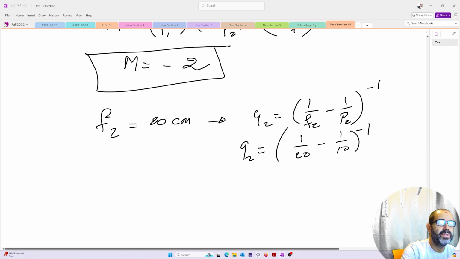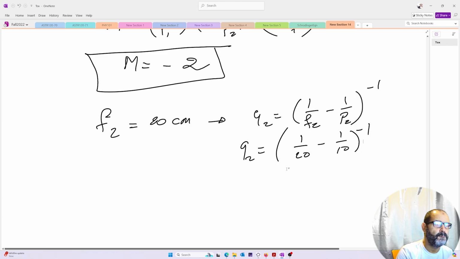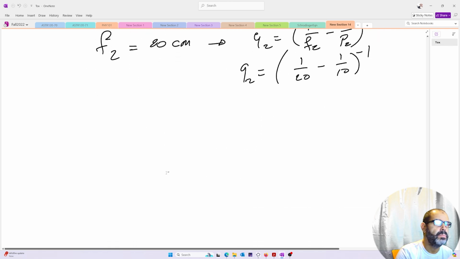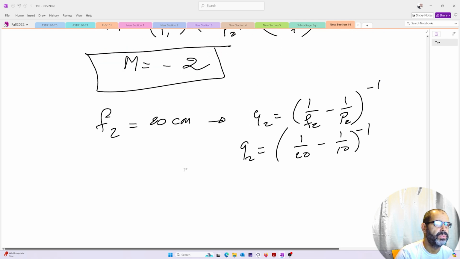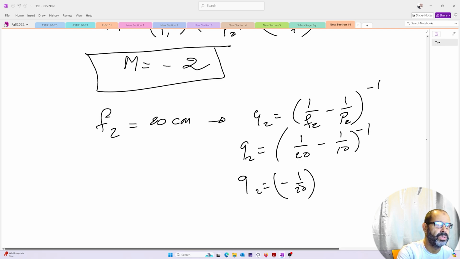This one also is going to be virtual because you place an object closer than the focal length. So the image is going to be still virtual, okay? So in other words, the magnification stays negative. So let's find what Q2 is. Q2 is going to be equal to 1 over 20 minus 1 over 10, that's negative 1 over 20 because the common denominator is 20, and I will have 1 minus 2, that's negative 1 over 20 inverted. So it's going to be negative 20 centimeters.